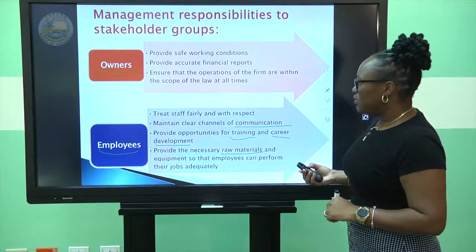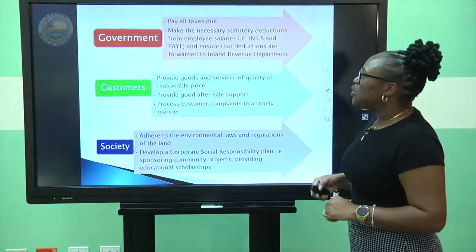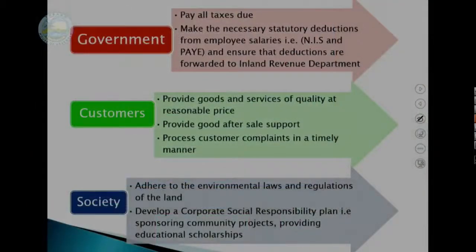We are moving on to another stakeholder, the government. Management's responsibility to the government is also to ensure that taxes are paid, because that's a stipulation, right? NIS and PAYE and health surcharge and so on are paid to the government so that the government would do what they need to do with the money.